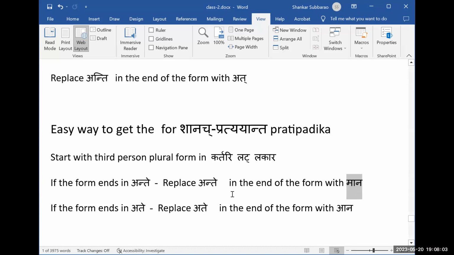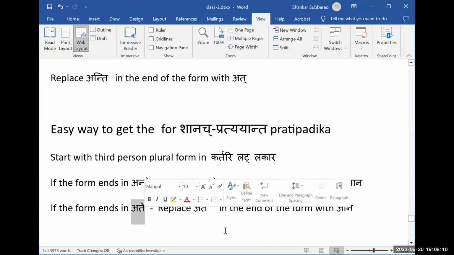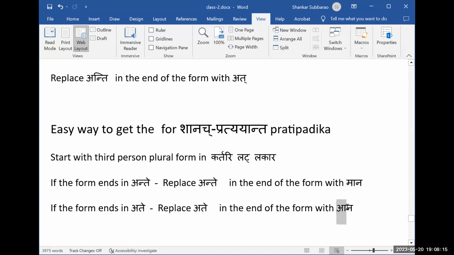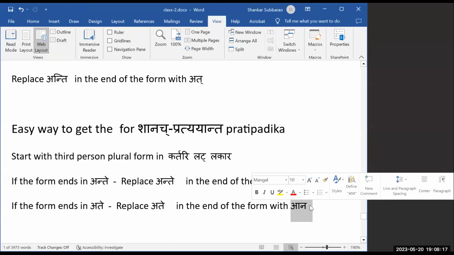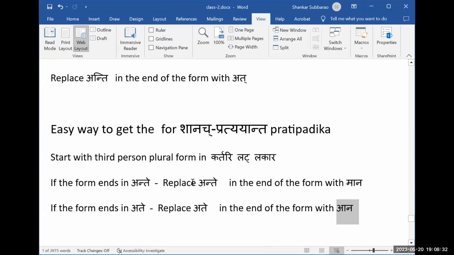All right. And if the third person plural ends with ate, which you have not seen so far, then you add ana instead of mana. For example, da dhatu will become dadana. You haven't seen it, but that's why it will happen. There are reasons why ma comes and doesn't come sometimes, but we don't want to get into that complication. For now, you remember this much.